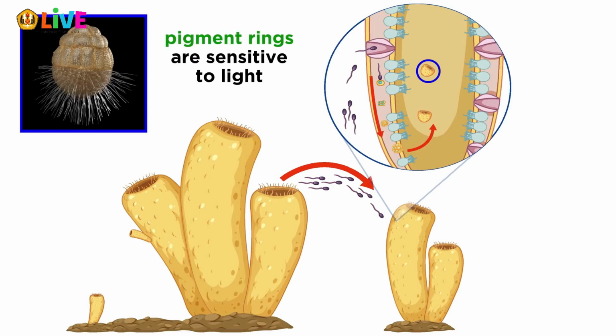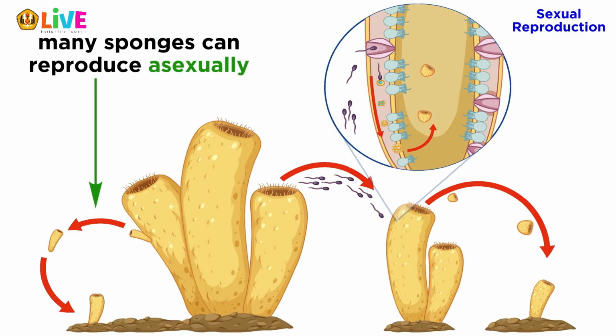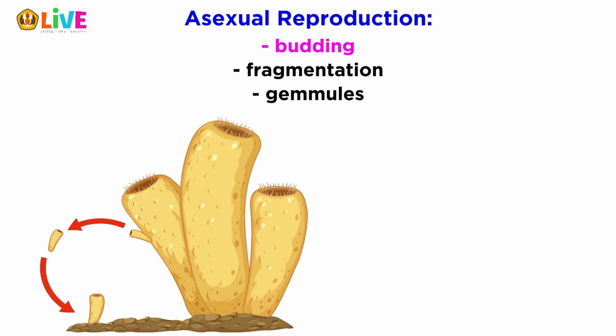Fascinatingly, many of these larval sponges possess pigment ring eyes that are sensitive to light and can mediate their locomotion. Eventually, though, they will sink in the water column and then crawl until they find a place to settle. From there, they will slowly grow into adults. Many sponge species can also asexually reproduce using one of 3 different methods, those being budding, fragmentation, and gemmules.